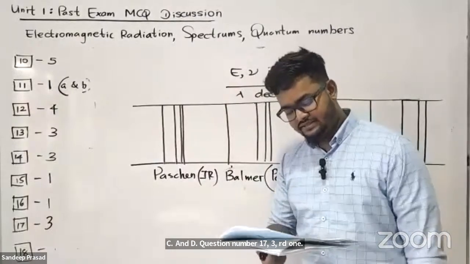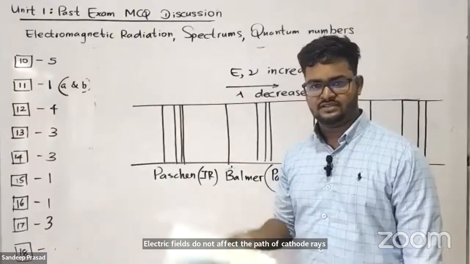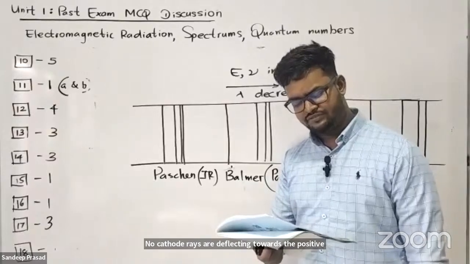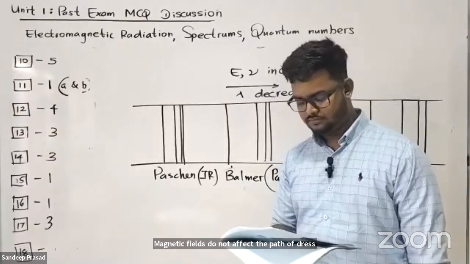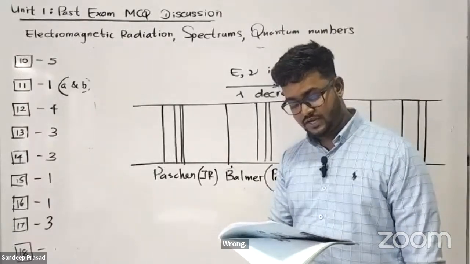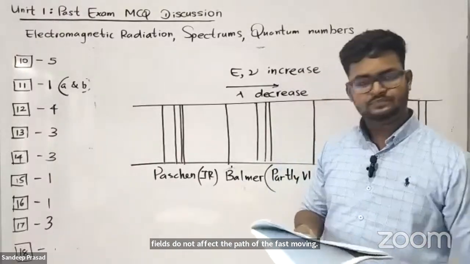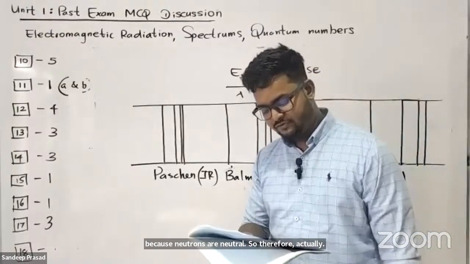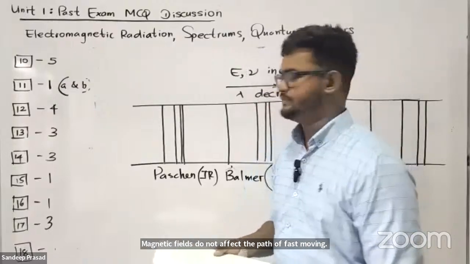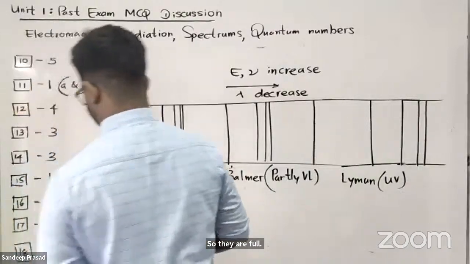18. Electric fields do not affect the path of cathode rays. Is that correct? No, cathode rays are deflected towards the positive plate of the electric field. Magnetic fields do not affect the path of cathode rays. Wrong. Magnetic fields actually affect them. Electric fields do not affect the path of fast moving neutrons. Correct, because neutrons are neutral. So they are not affected. Magnetic fields do not affect the path of fast moving neutrons. That's also correct. So C and D are correct. Question number 18, answer is the third.